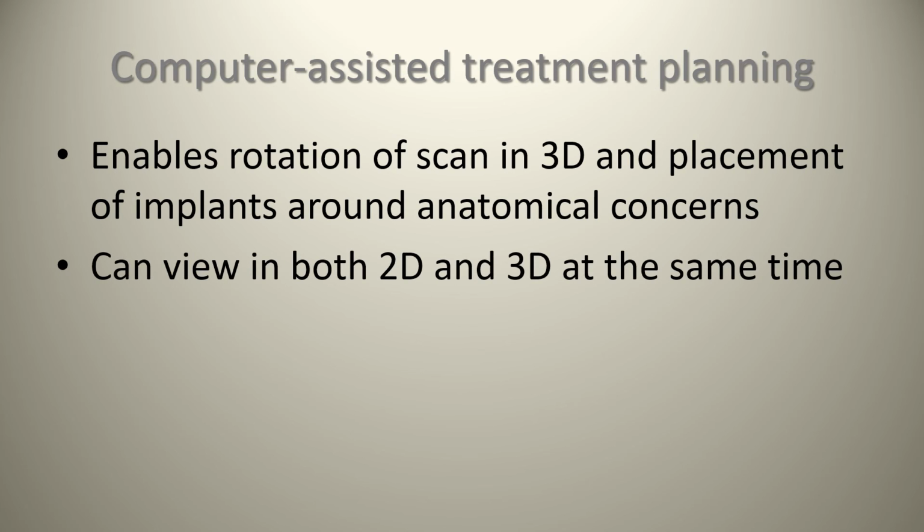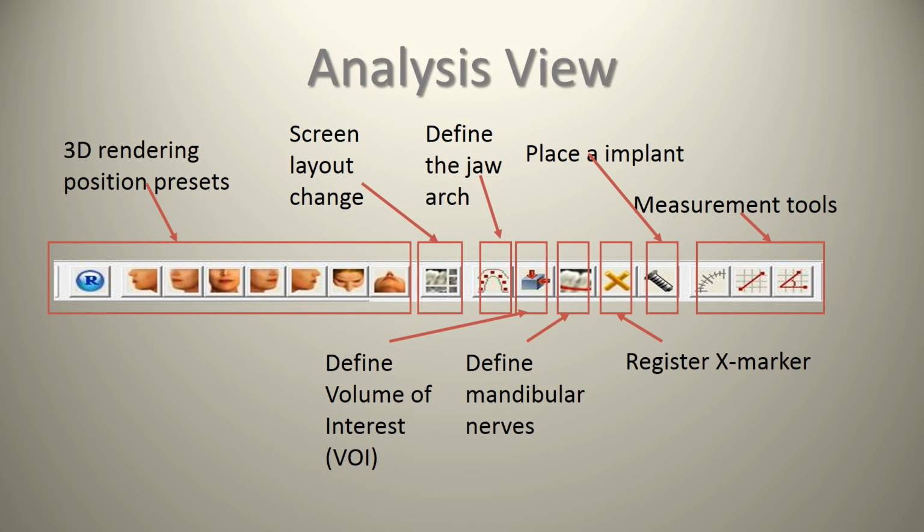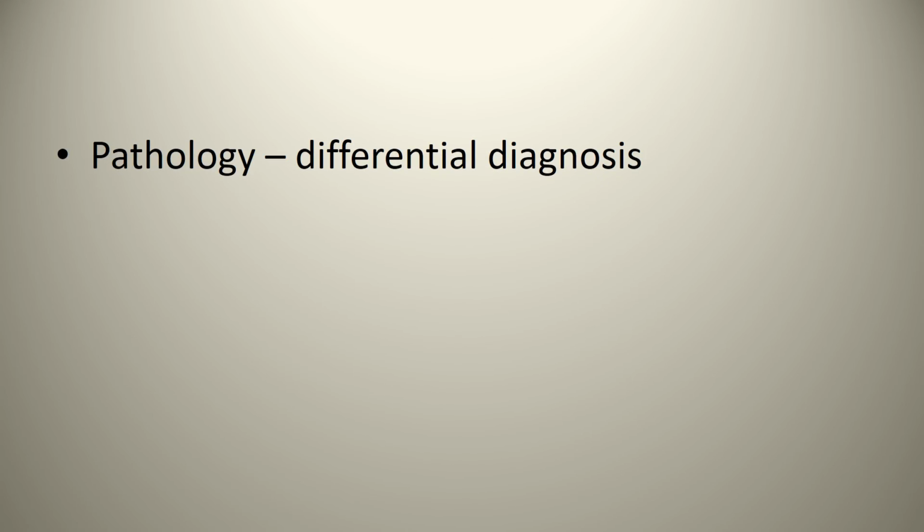So this diagram here, basically from the analysis view perspective for some of the software out there, gives you an opportunity to basically sort of lay it all out. So you see there's a 3D rendering of the position present. There's some sort of screen layout change. You can define the jaw arch of interest, define your volume of interest. You can define your mandibular nerves. You can register X markers in places you don't want to go. You can place mock implants, and there's different types of measurement tools. And we'll see how some of these things come into play if you're using, say, an off-site CT scan facility.